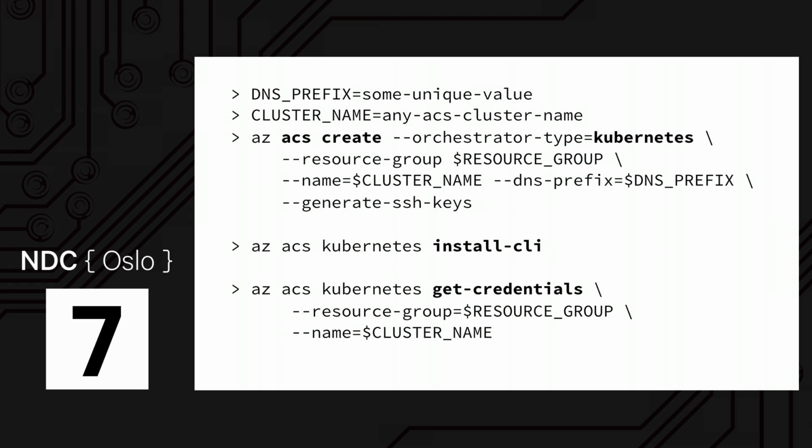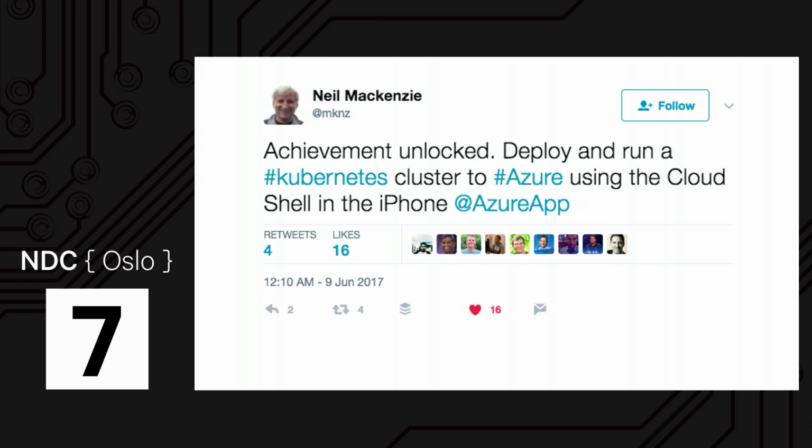We can then install command line tooling for managing and interacting with the Kubernetes cluster, get the credentials required, and then that's everything we need. And with the Cloud Shell running on the iPhone, we can do that from an iPhone if we want, on our train on the way into work, and by the time we get to work, it's all been happily deployed and everything's running for us, which is pretty awesome.